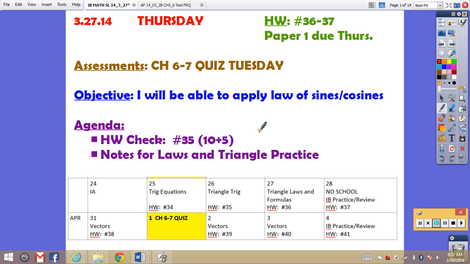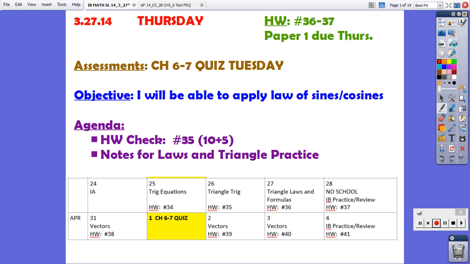Alright, so I'm going to go through the problems about gradient. I actually am going to spend some time going over the law of sines, the ambiguous case, one more time, just to visually show you how the ambiguous case even comes about.